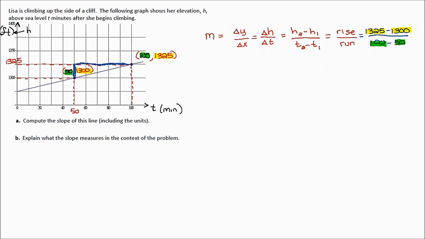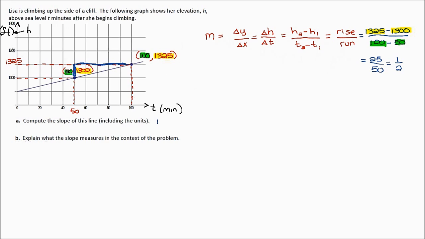So this is equal to, let's see, 1325 minus 1300 is 25, and 100 minus 50 is 50. And of course, you have learned how to reduce fractions at this point in mathematics, so you must reduce fractions. This reduces to 1/2. Now that would be the slope of this line, 1/2.